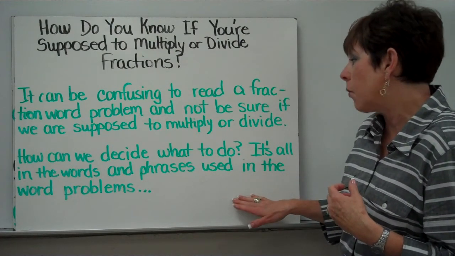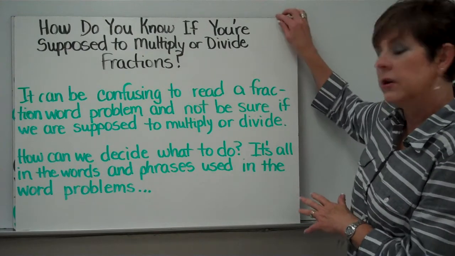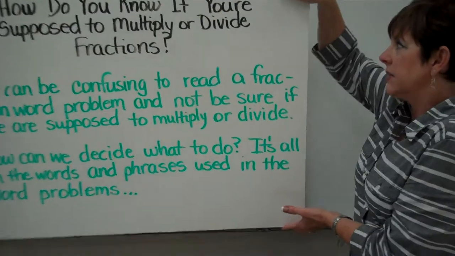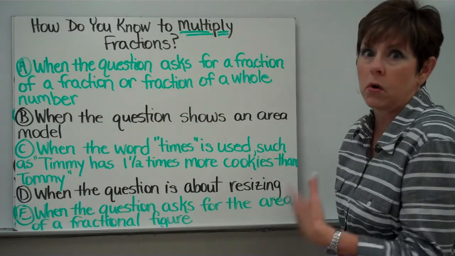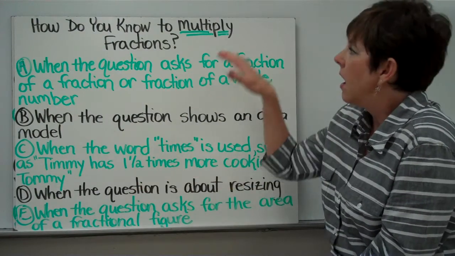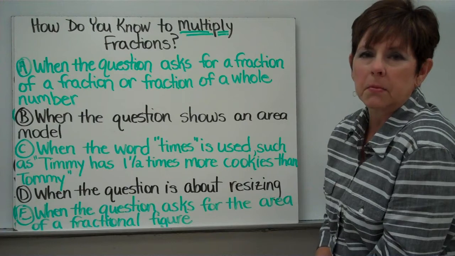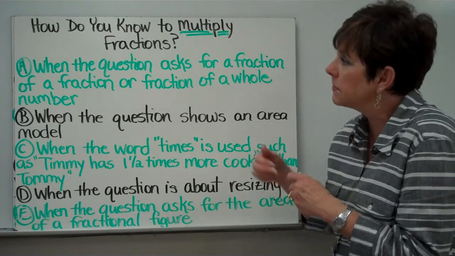So to figure out what we're supposed to do, we have to look at the words and the phrases that are used in the word problems. Let's start with multiplying fractions first. How do you know? What is there about the words that tell you that? Well, there's 5 ways to know that you are going to multiply that are typically used in EOG math problems.